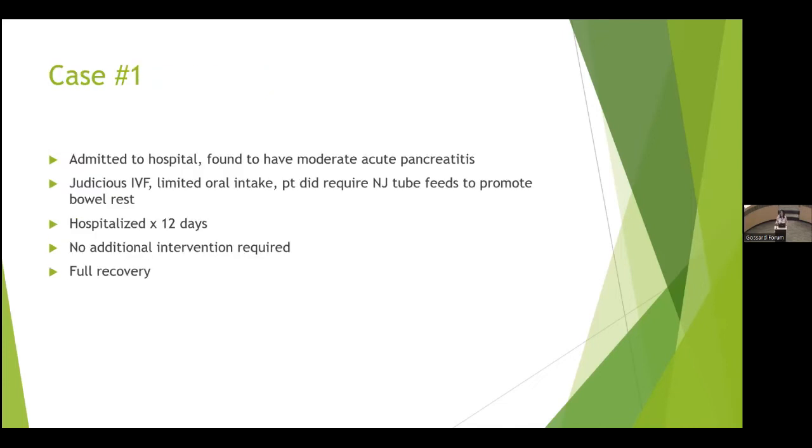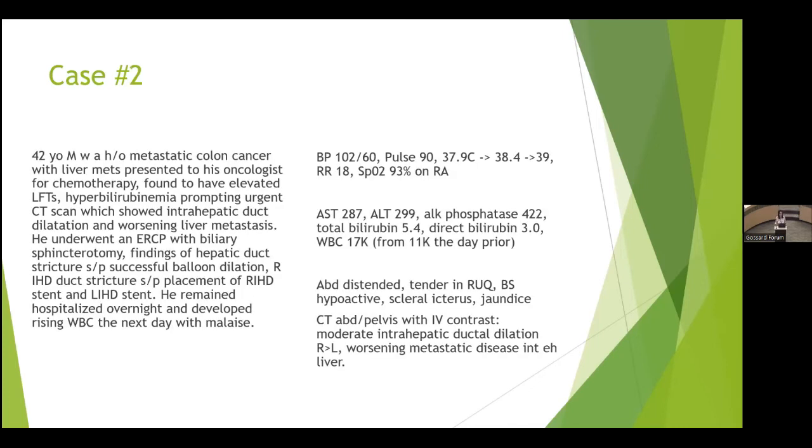So this patient was admitted to the hospital. He was found to have moderate acute pancreatitis. We treated him with judicious IV fluids. We limited his oral intake. He did require nasojejunal tube feed placement for enteral feeds to promote bowel rest because his pain was persistent. He was hospitalized for 12 days. Aside from the tube placement, he did not require additional intervention, and he was able to make a full recovery. And his stricture was benign.